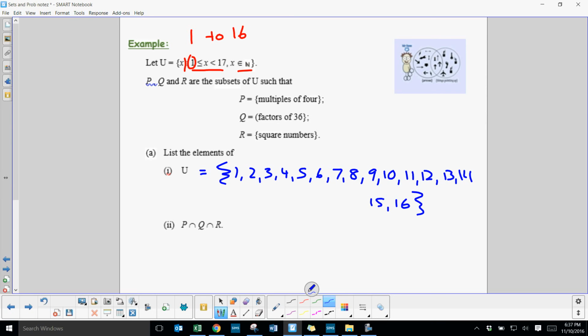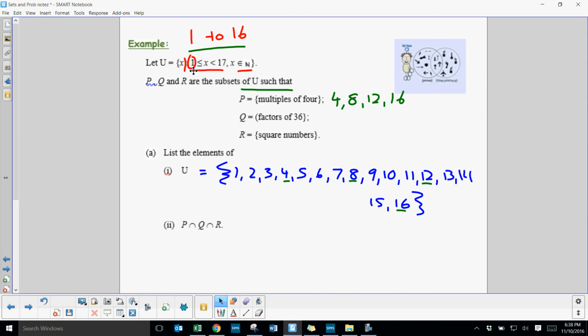And you're also told this information. P, Q, and R are subsets of U, of course, because U is a universal set. P is multiples of 4. So some of you might think, oh yes, the multiples of 4 go on forever, but we've got to do multiples of 4 within the union, 1 to 16. So we've only got 4 of them. We've got 4, 8, 12, and 16. So sometimes it's helpful to have this written down.